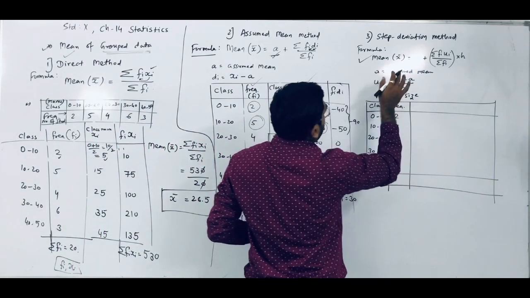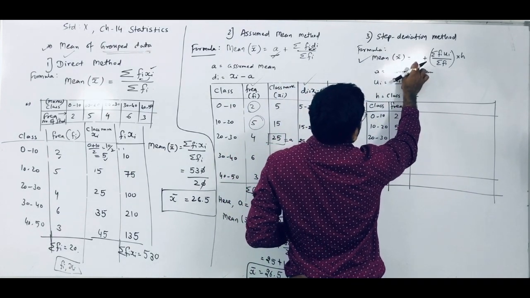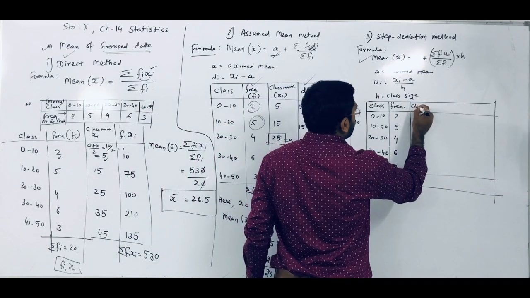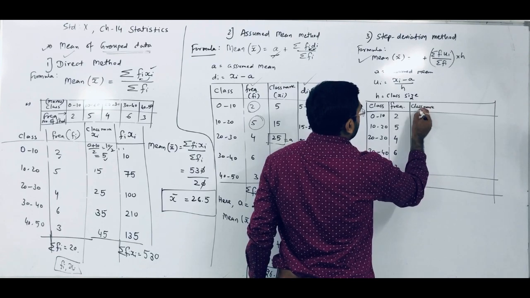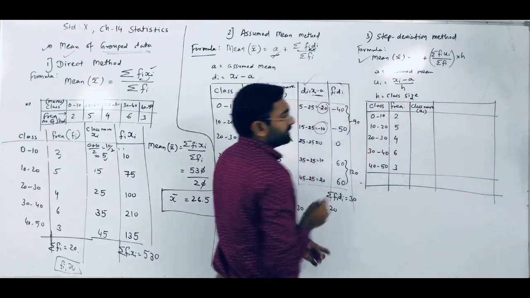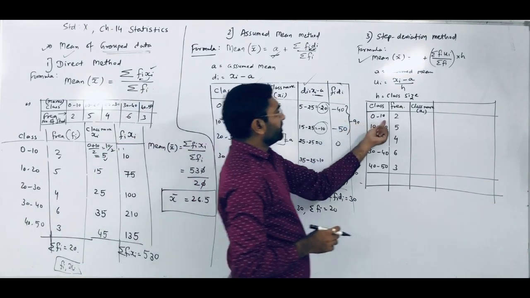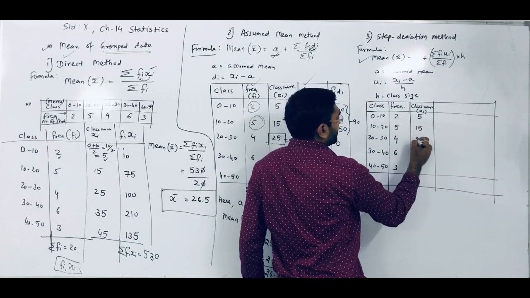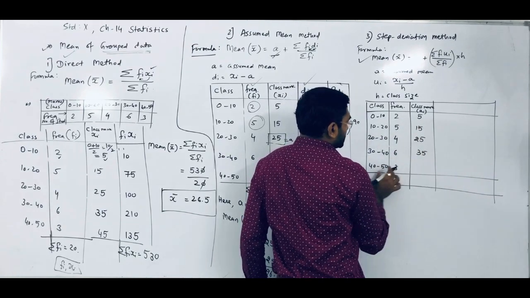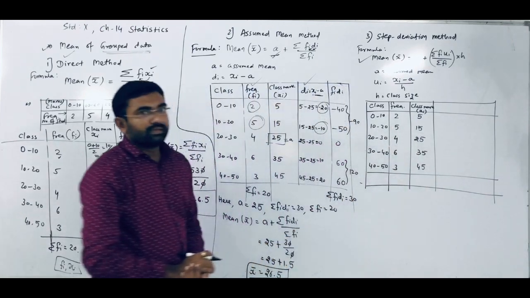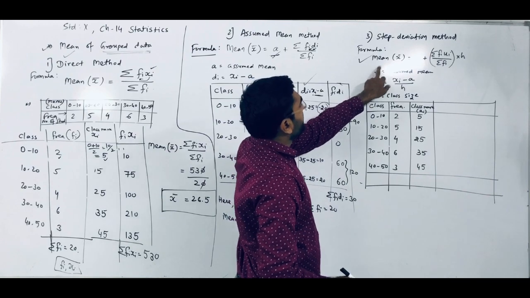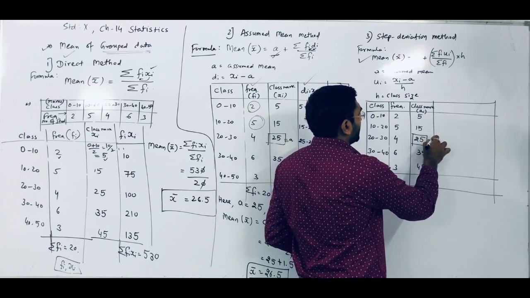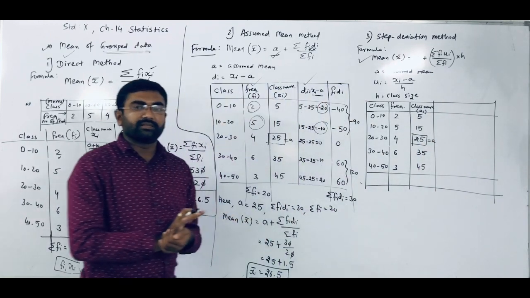Now observe here, in the step deviation method we first require the a value, and as I told you, the a value you have to assume from the class mark column. So now we have to find the class mark, or you can say the xi column, right? So the xi column we can easily find. The midmost value of the xi column is 25. So the a value we assume is 25.